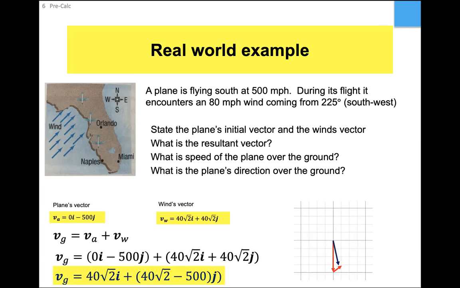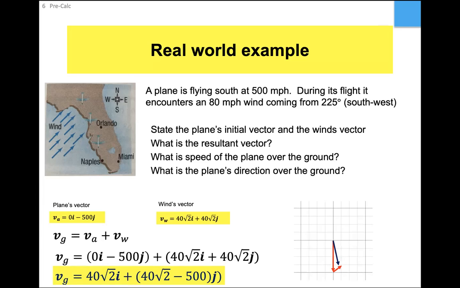If you wanted to simplify that and write a decimal approximation, you could, but this is the exact answer right here. And exact answers are far better than approximate anyway. Okay, so that's my new resultant vector. But the question doesn't say what is the vector, it says what is the speed of the airplane. Well, the speed of the airplane would be its magnitude.